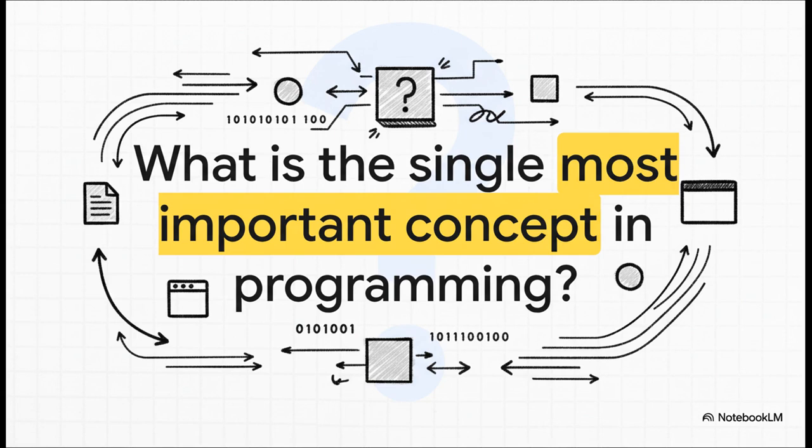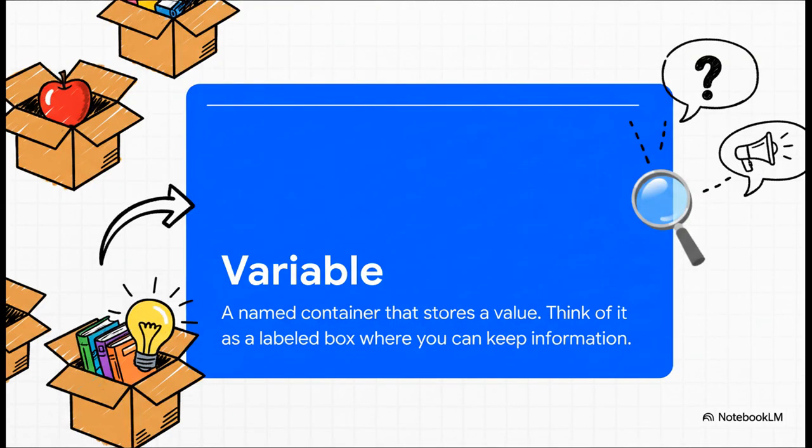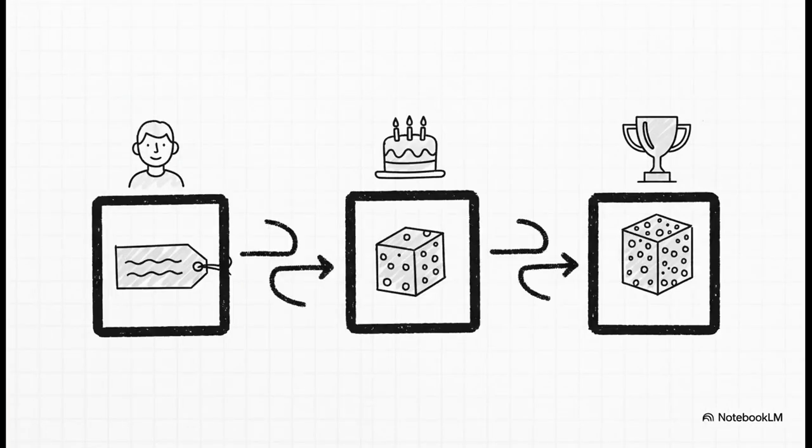It's the variable. Seriously, everything you'll ever build, from the tiniest script to a massive application, it all starts right here. Okay, so let's really break this down. The best way to think about a variable is to picture a labeled box. That's it. You give the box a name, like my stuff, and you put something inside it. Later, when you need that thing, you don't have to go searching for it. You just call out the box's name. It's really that simple.